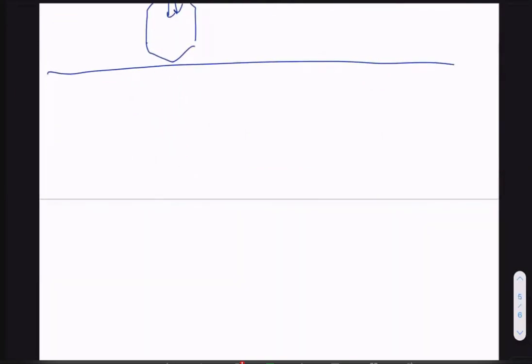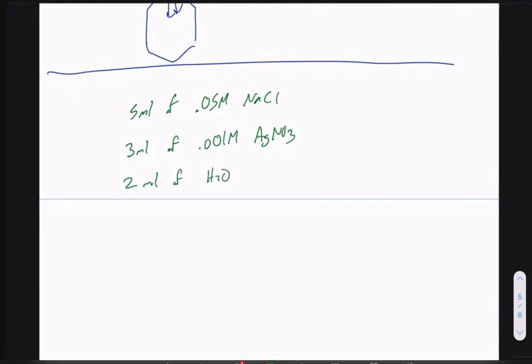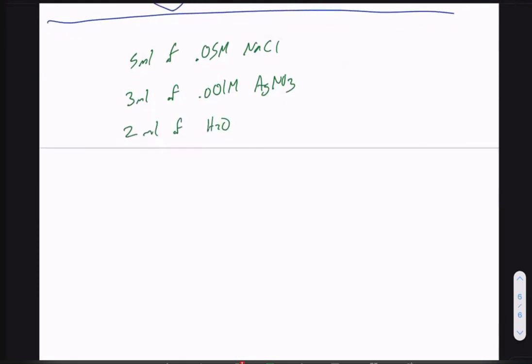Okay, so let's say we have 5 milliliters of 0.05 molar NaNO3. Actually, no, I'm changing that. NaCl. Let's say we have 3 milliliters of 0.001 molar silver nitrate. And let's say we have 2 milliliters of water. So we might as well just work out this problem here since we're here.